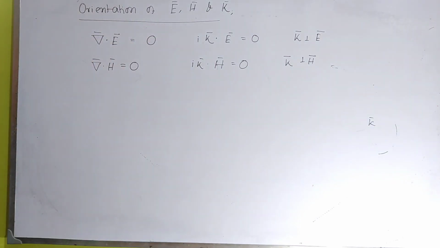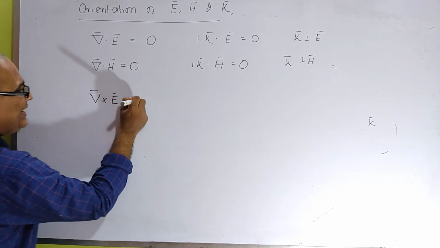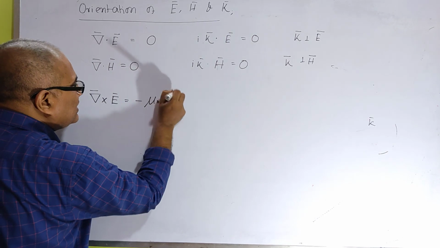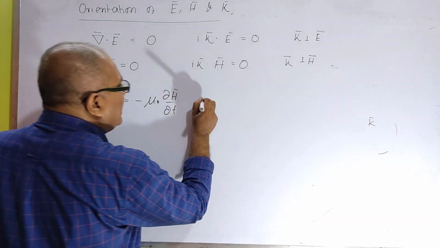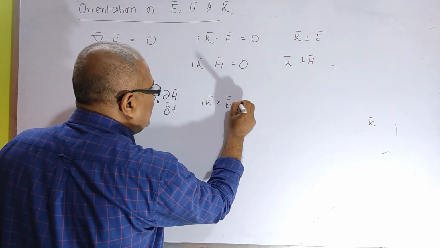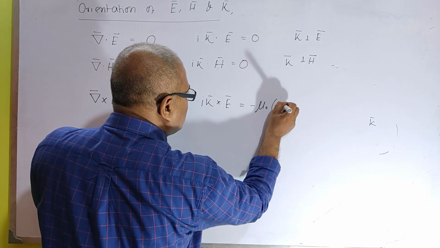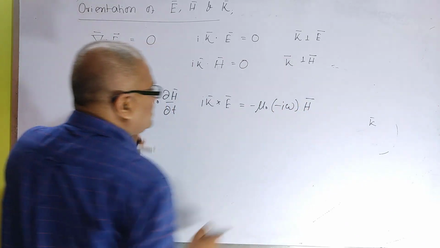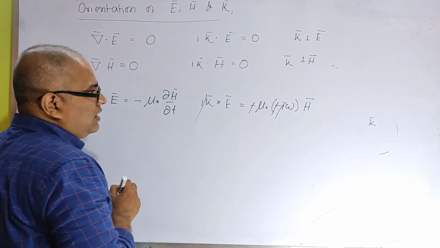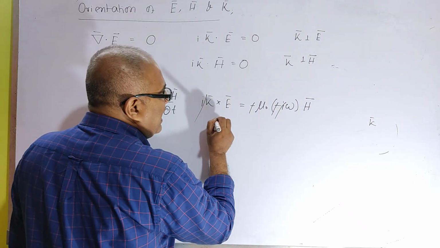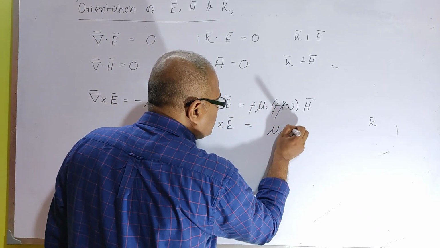We have used two bowlers, now let us use the third bowler. That is curl of E equals minus mu naught del H del t. From the earlier result we get curl of E, that is i k cross E, immediately gives you minus mu naught i omega H vector. Okay, so remove all these terms, the i and minus will cancel, and leave you with k cross E equals mu naught omega H.